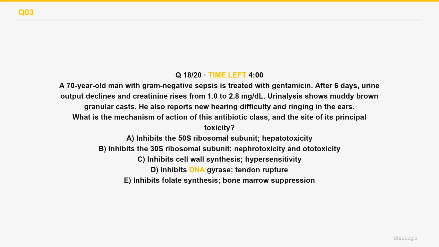Read the command: mechanism of action and site of toxicity. Gentamicin, an aminoglycoside, with acute tubular necrosis, muddy brown casts, and ototoxicity. Hearing loss, tinnitus.